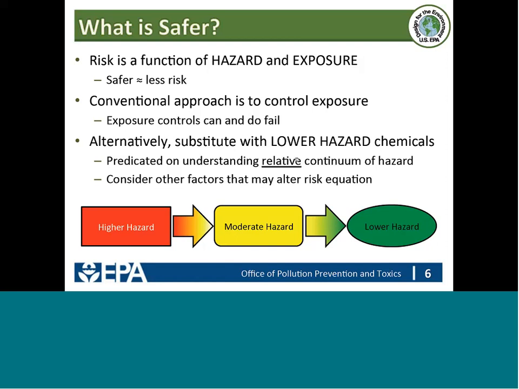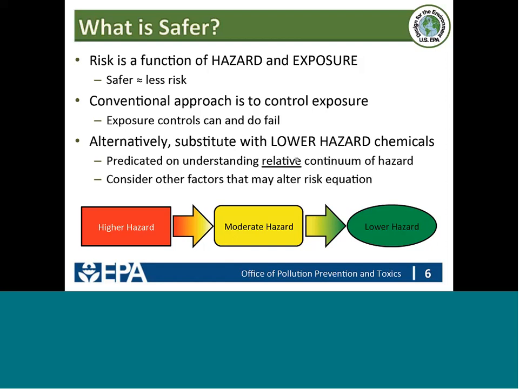So what we are doing in Design for the Environment is looking for inherently less hazardous chemical substitutes, so that we would control the risk equation by reducing hazard instead of solely by controlling exposure. So this is predicated on understanding the relative continuum of hazard, which is illustrated at the bottom of the slide. Some chemicals are higher hazard or more potent than others. Some chemicals are lower hazard or less potent. So this is what we're looking for when we search for alternatives.